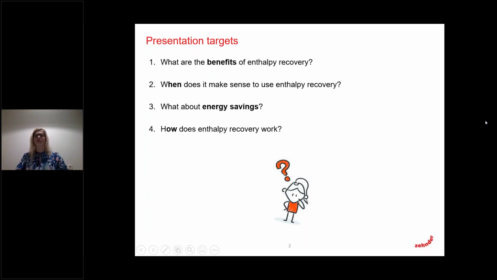With this webinar session, we want to discuss what are the benefits of enthalpy recovery, what are the differences between the two different heat exchangers, and what can you gain from one or another solution. Also, we want to talk about when does it make sense to use enthalpy recovery, because we are living in, as we can see, a very international audience, in different climate zones and therefore different environments, and we want to see the results there.